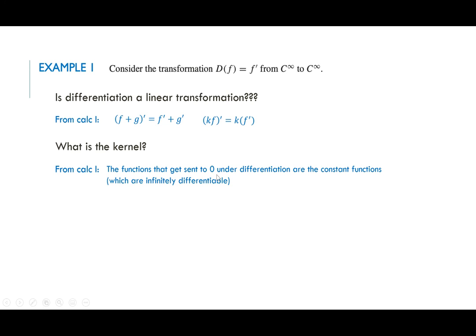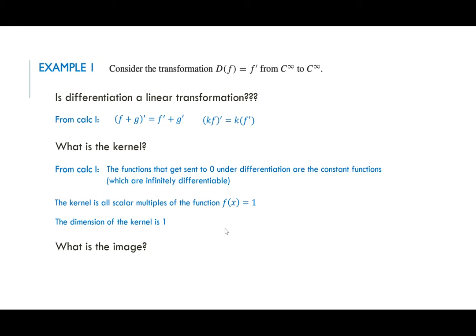Well, all right, from Calc 1, we know the kernel is the set of functions. In this situation, the kernel is the set of infinitely differentiable functions that get sent to 0 under differentiation. And we know from Calc 1 that the functions that get sent to 0 are the constant functions. And constant functions are infinitely differentiable, so they're in there. So the kernel, we can think of it as all scalar multiples of the constant function 1. So the dimension of the kernel is 1. And this function f of x equals 1 can be your basis vector for it.